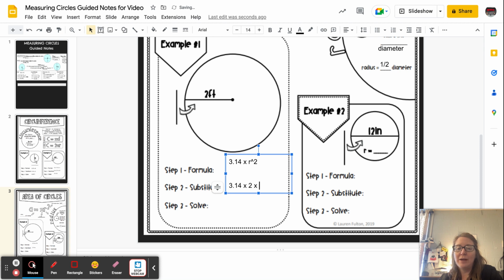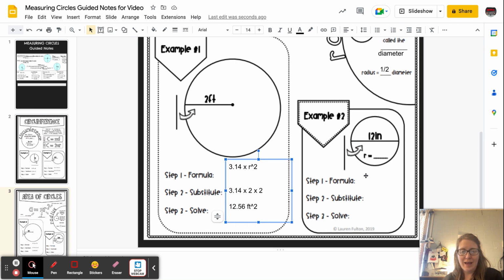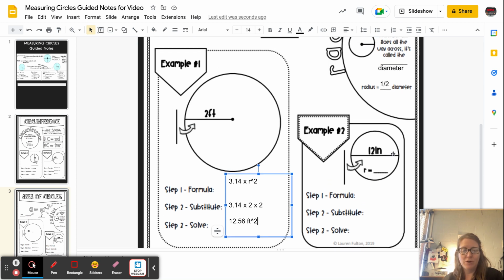And when we square it, we're multiplying it by itself. So it'd be 3.14 times 2 times 2. So to solve that, you're going to do 3.14 times 2 times 2, which would be 3.14 times 4. And when you solve that, 3.14 times 4 is going to give you 12.56. And it's feet. And remember, like I said before, it's feet to the second power because we're multiplying the radius squared.